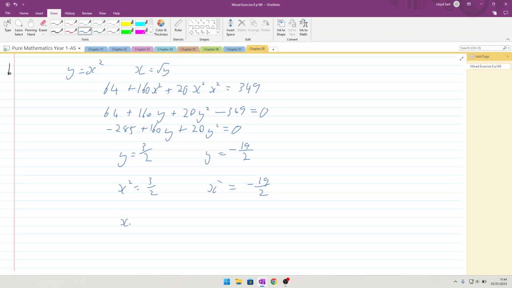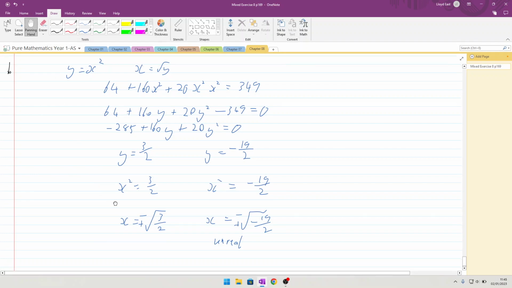So I'm looking at x being equal to the square root of 3 over 2, and this gets a bit awkward. x equals the square root of minus 19 over 2. Since this is unreal and into the world of imaginary numbers, square root of minus numbers gets very awkward. Don't forget that we should have a plus minus on all of these. Okay, and that's question 16 done. On to question 17.